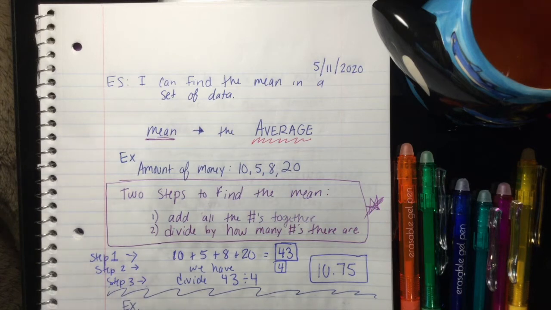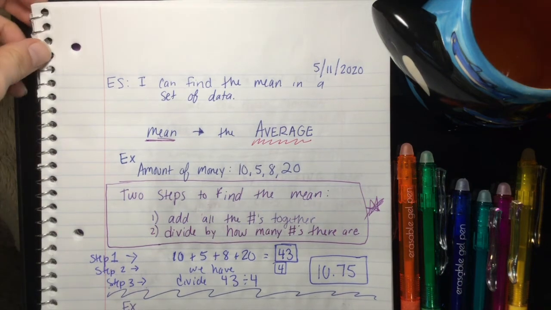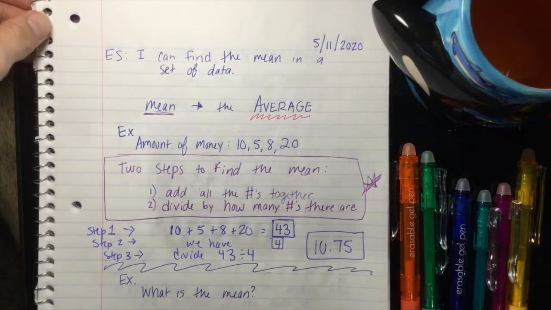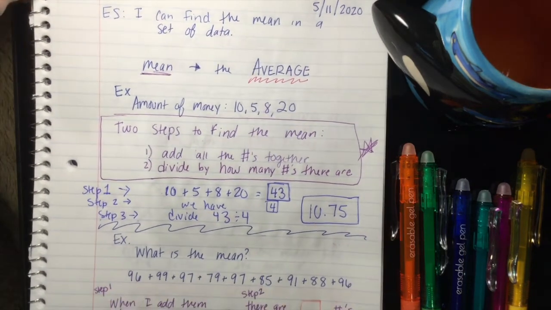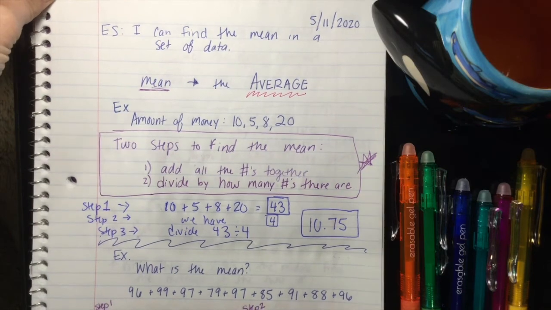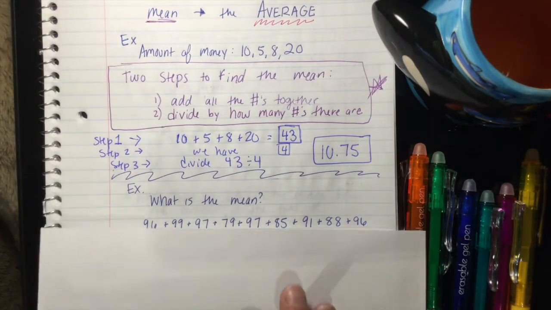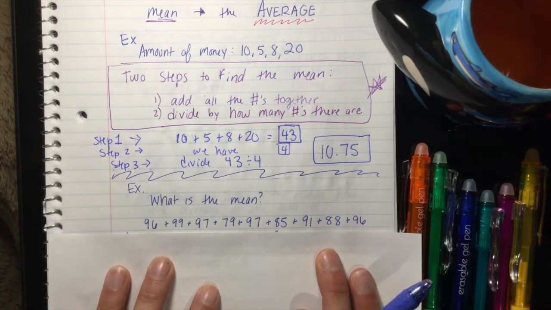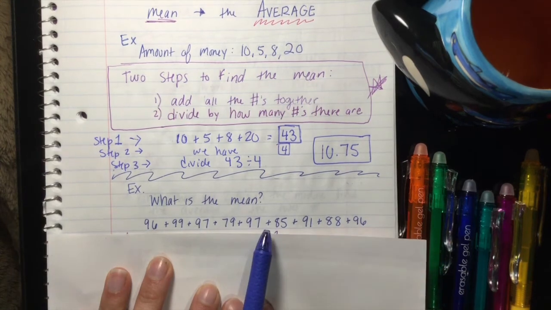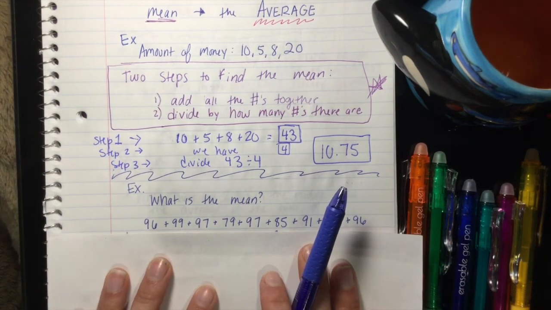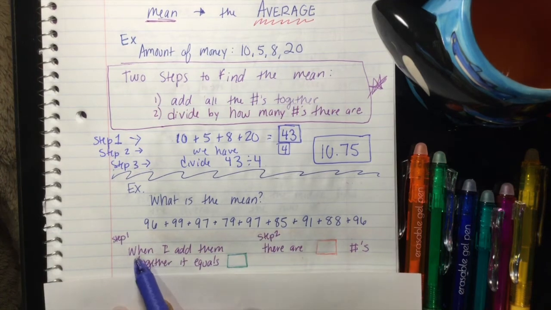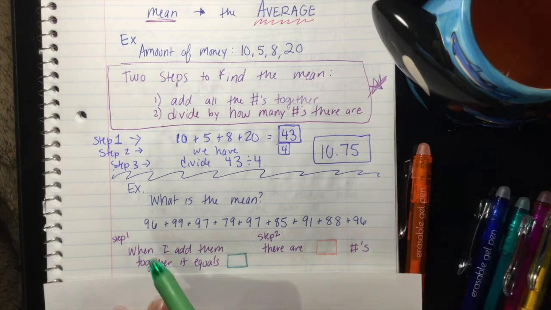We're going to do one more example, and the numbers may seem like a lot of numbers, but this is what your IXL is going to look like. You're going to get a bunch of different numbers, and you're going to have to find the average. So we have all of these numbers together. We're going to start off by step 1 and adding them together. So pause the video right here and start adding them.